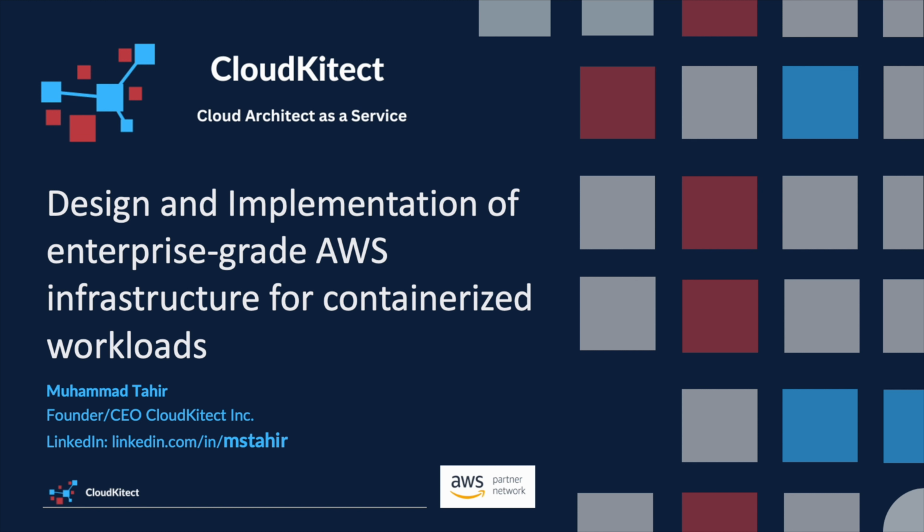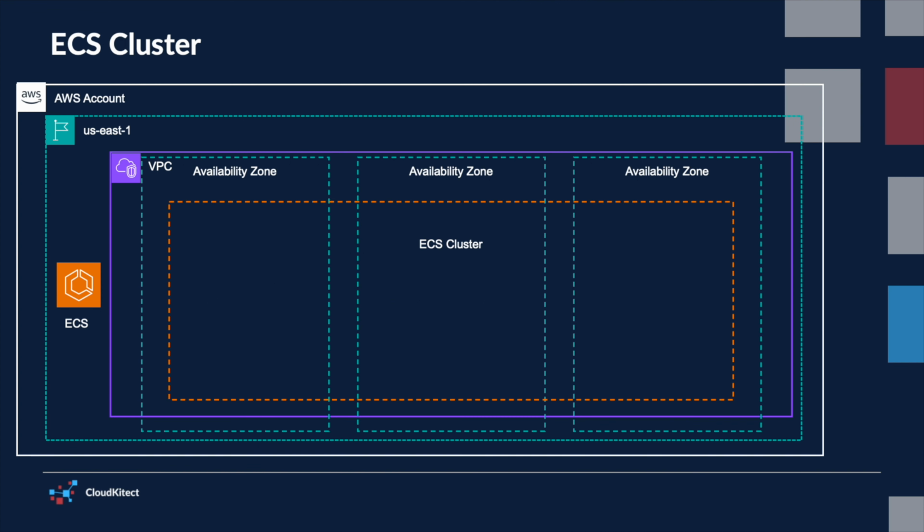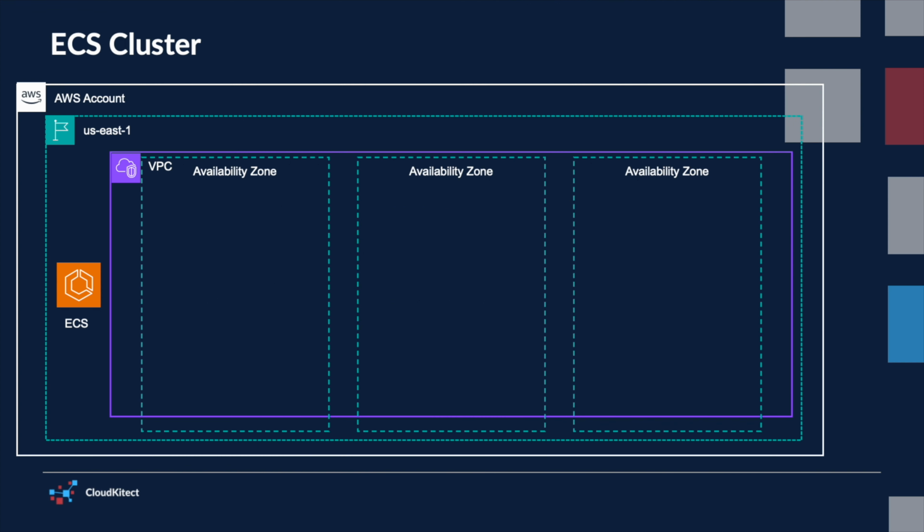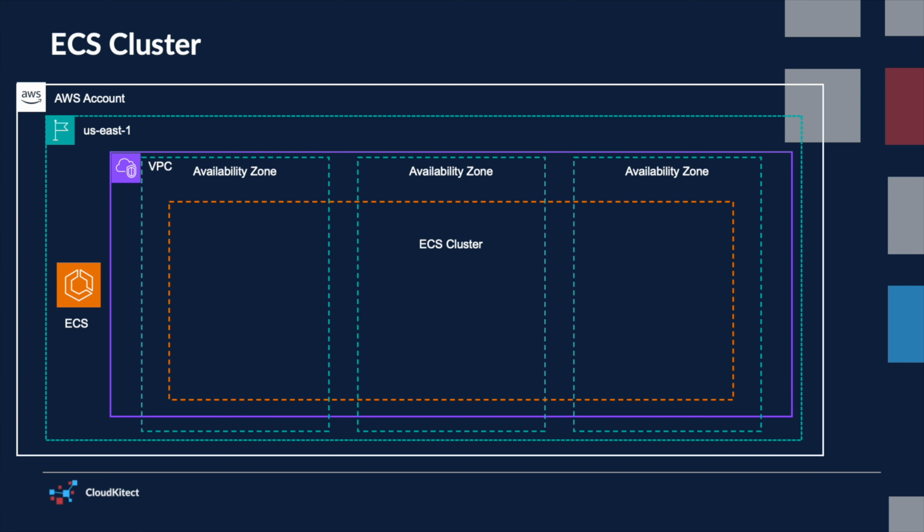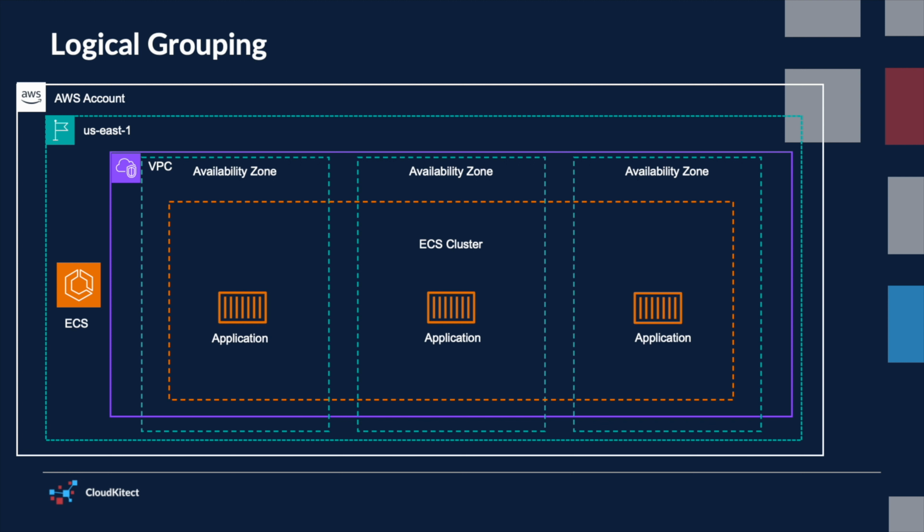In this session, we will explore Amazon ECS Cluster and how it should be configured for running production workloads. An Amazon ECS cluster is a logical grouping of tasks or services that allows you to manage and run containerized applications. The primary purpose of an ECS cluster is to organize your application. This organization is logical rather than physical, meaning it's a way to manage resources rather than a specific hardware grouping.